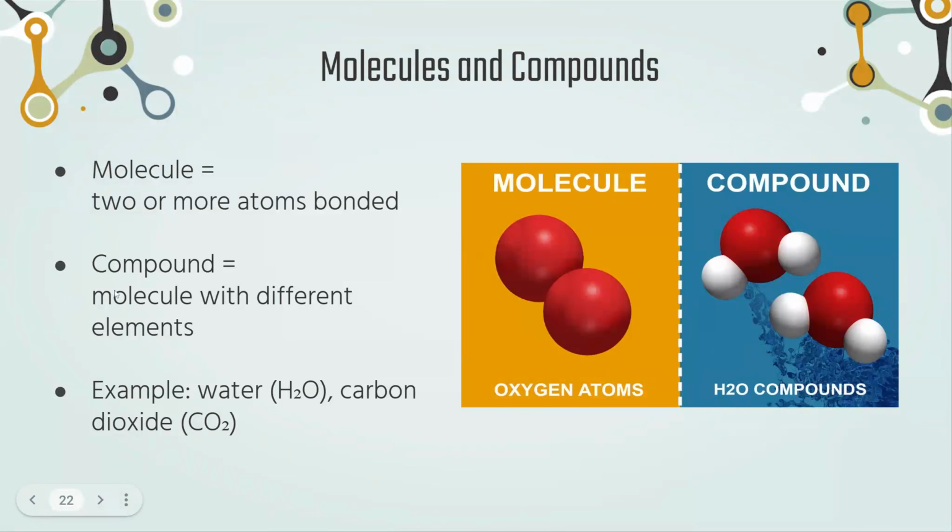We call it a compound when we have a molecule, but with different elements, not just one element. This is a molecule because it's just oxygen atoms combined together, but this is a compound because it's an oxygen atom and two hydrogen atoms combined together. So it's two different elements combined together.